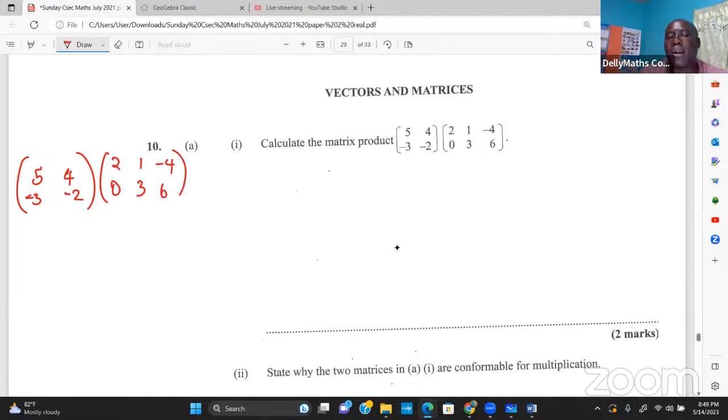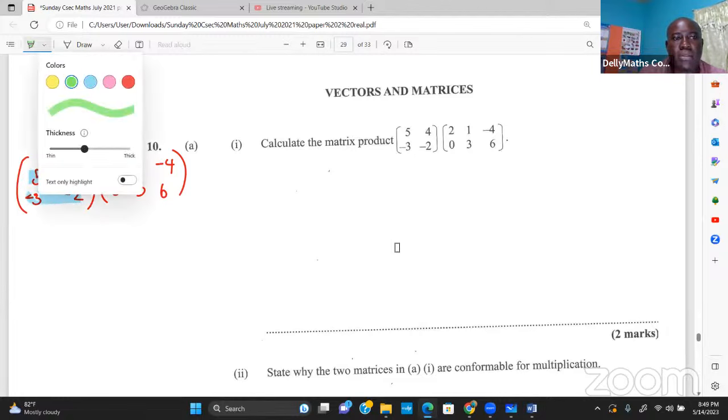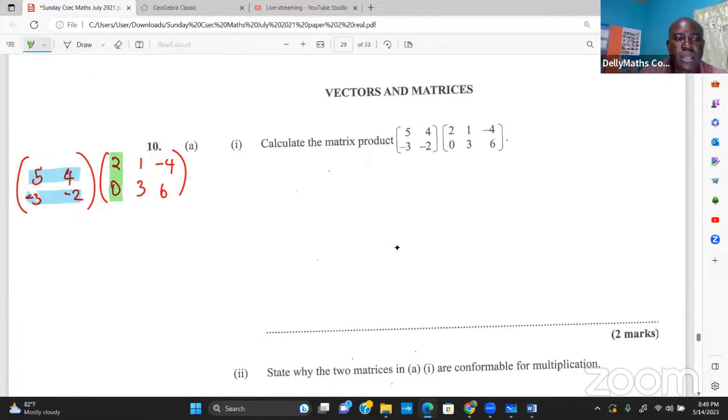We're going to do row by column. Look at my rows. These are my rows. I'm going to multiply them by all the columns from the other matrix. This is row 1, this is row 2. I'm going to use row 1 with column 1, then row 1 with column 2, then row 1 with column 3, and then when I'm done, I use row 2 and we finish. So let's go.